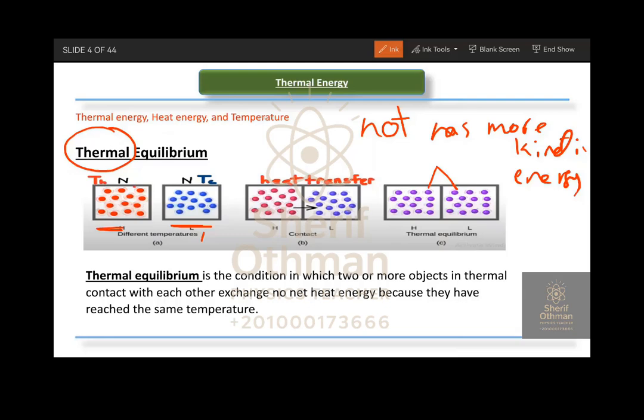So thermal equilibrium is the condition in which two or more objects in thermal contact with each other exchange no net heat energy because they have reached the same temperature, they have reached the same average kinetic energy.